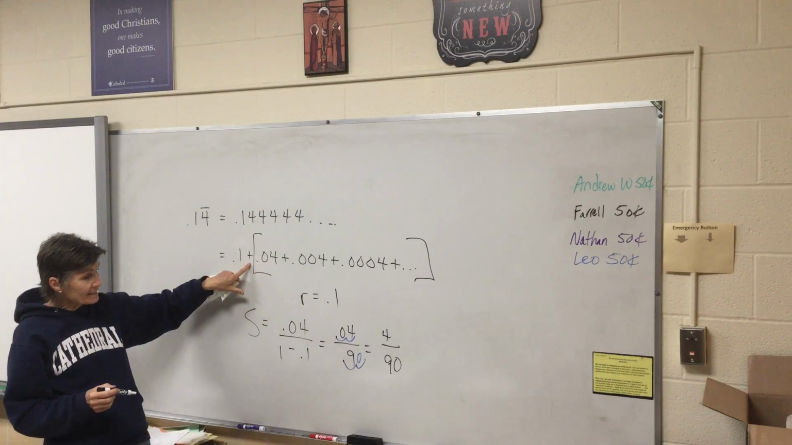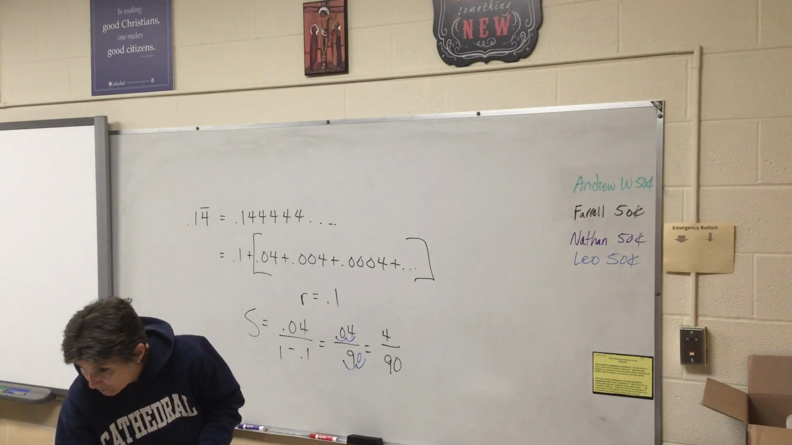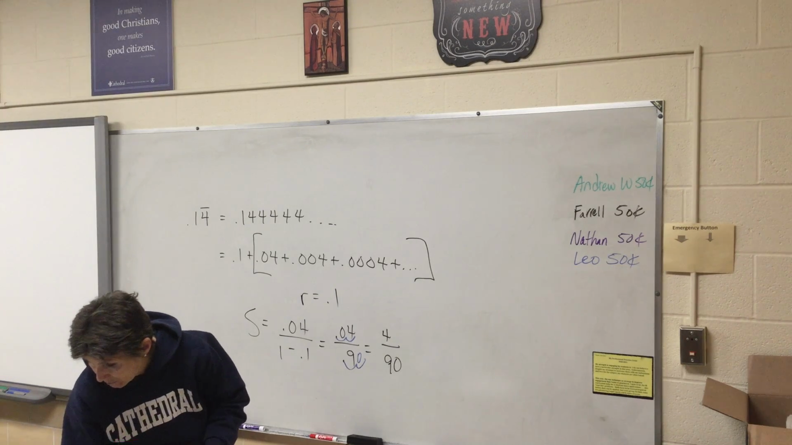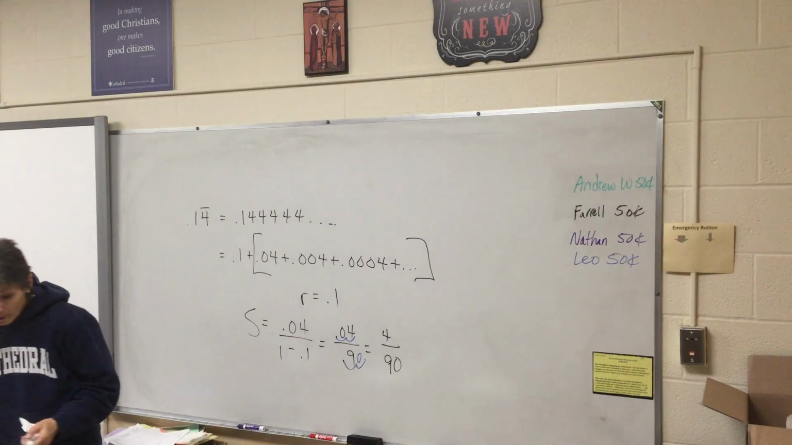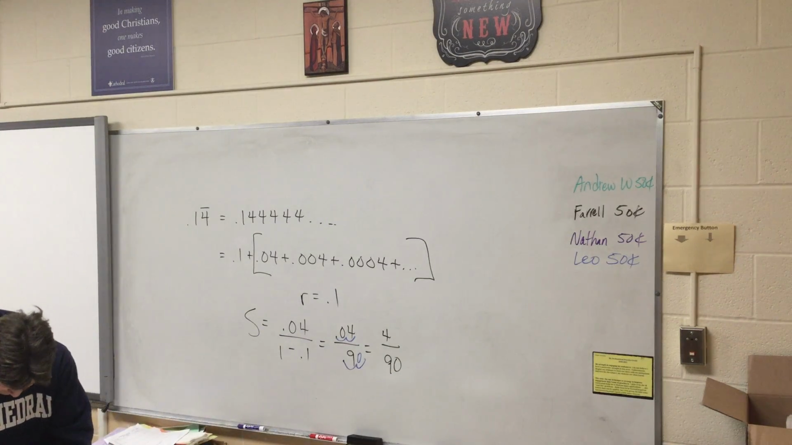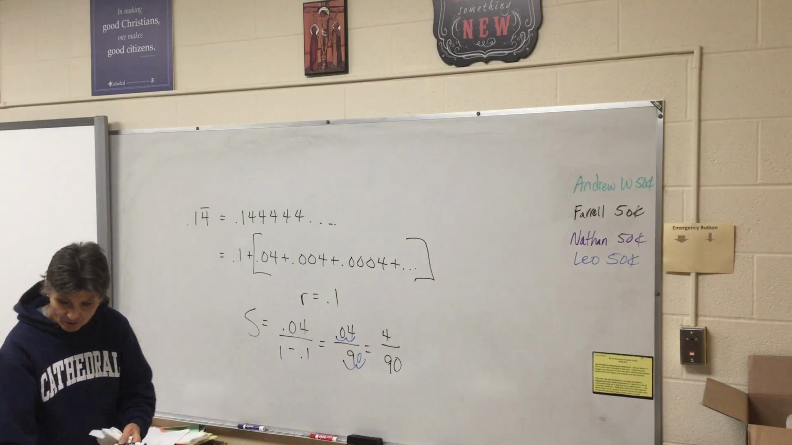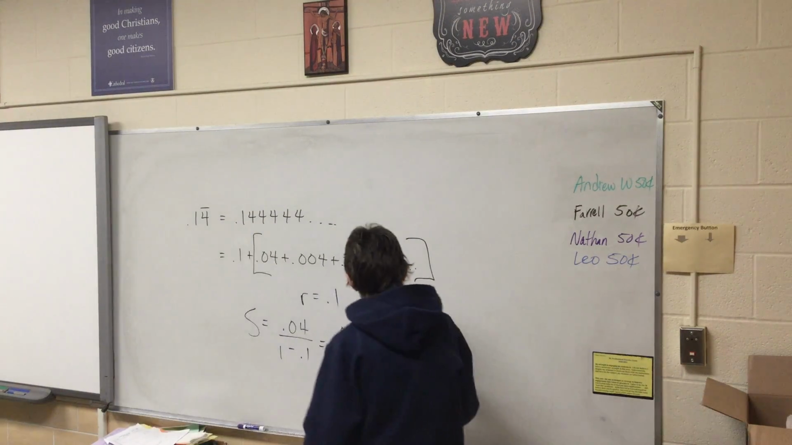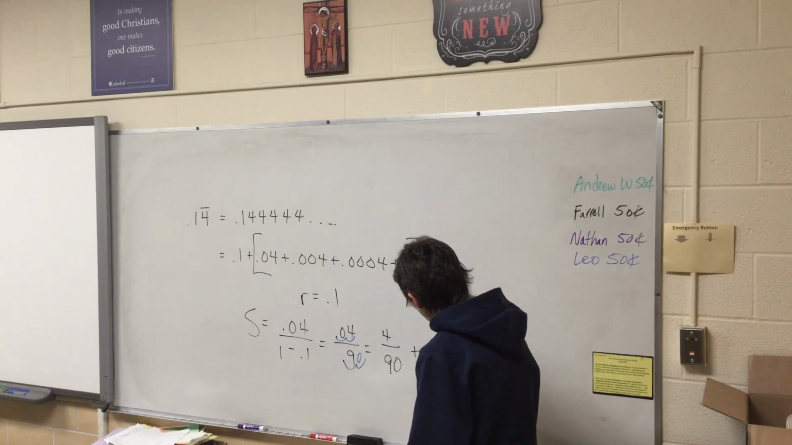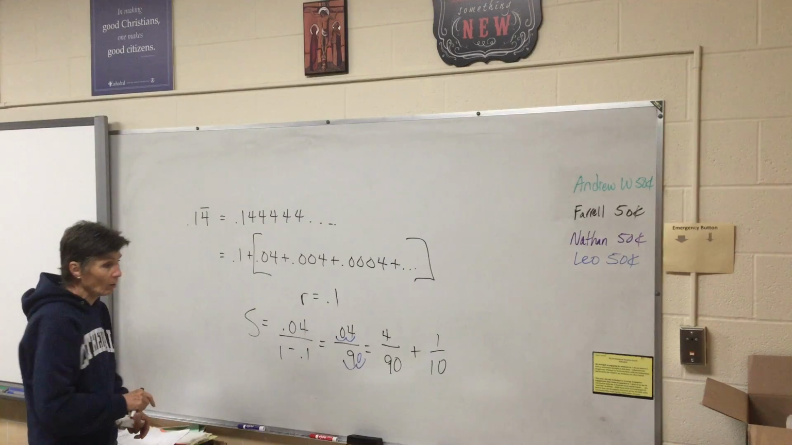What do I still need to add in? The extra 0.1 that I ignored at the beginning. Right? So in comes that. So I'm going to take my 4/90ths and I'm going to add 1/10. This is 1/10, that original 0.1.